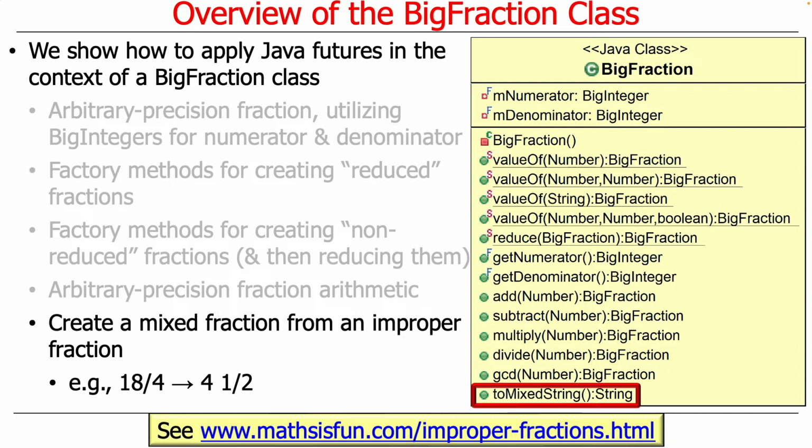Something else you can do here is create a so-called mixed fraction from an improper fraction. I don't know why they came up with the word improper fraction. It sounds kind of like it's broken or something like that. But 18/4 is an improper fraction, and you can have a method to convert that into a mixed fraction, which would be 4 1/2. So that's the mixed version of an improper fraction. I guess that makes it proper. Maybe it wears a tuxedo or something like that.